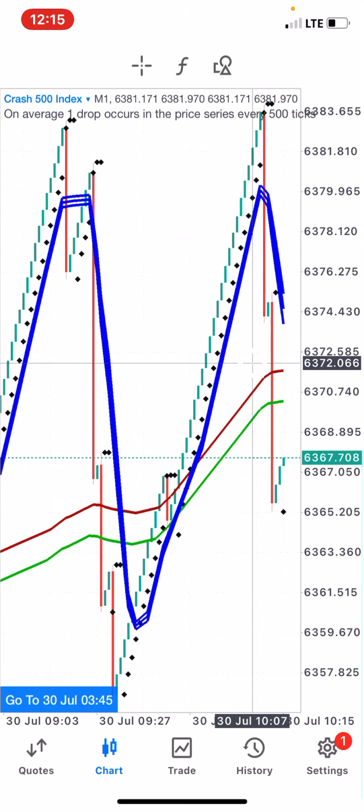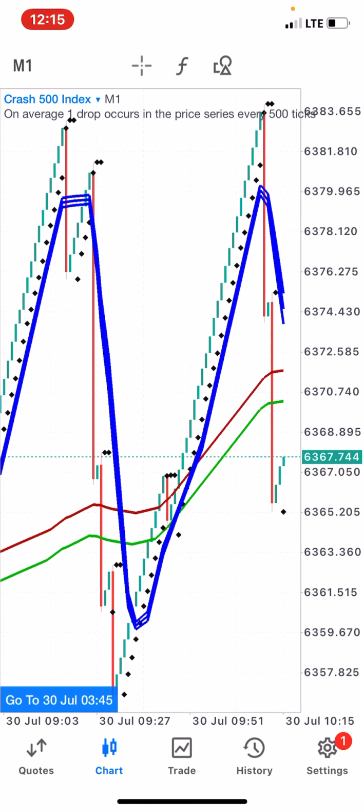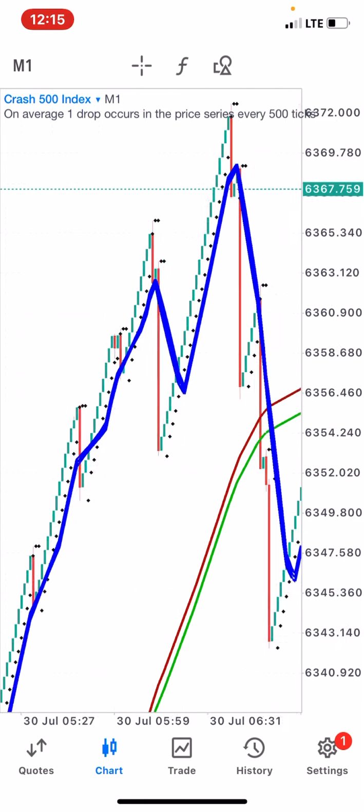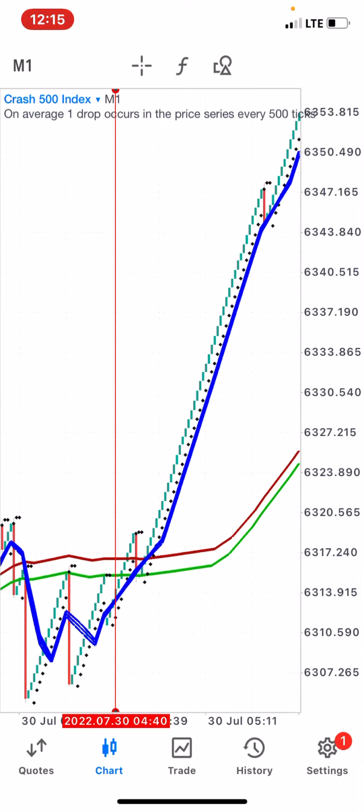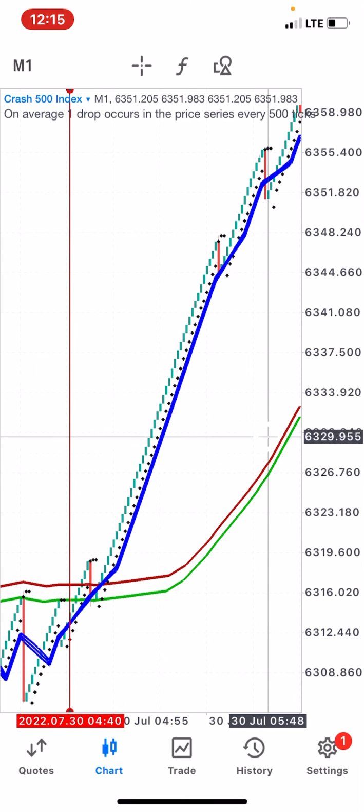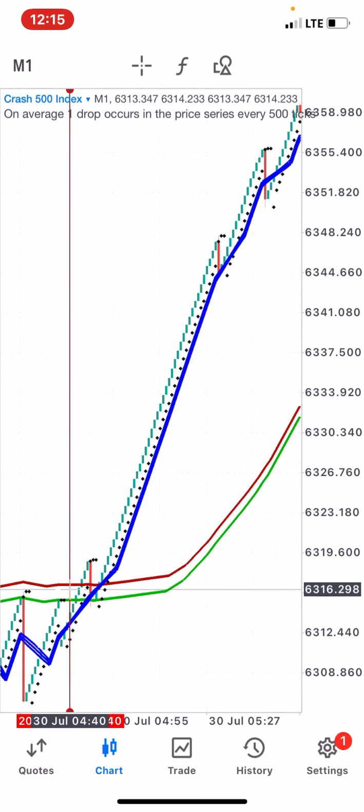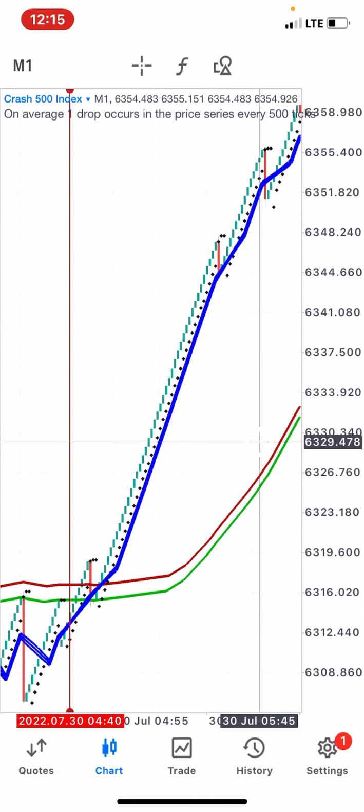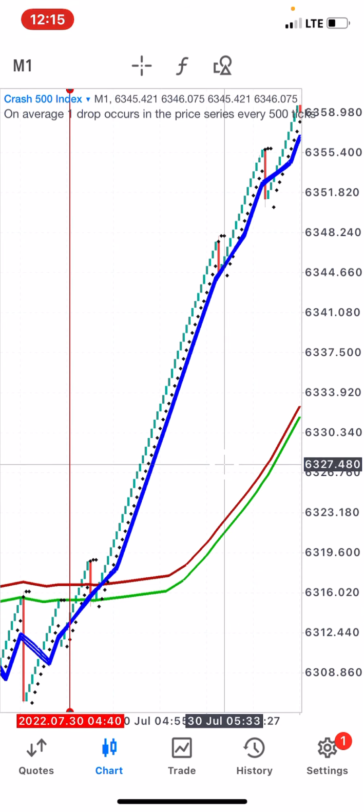Then I go back to my 1-minute time frame. I just want to show you guys examples of when the conditions were met. So starting from here, we were in an uptrend, which means you could find possible trades. So how do you find a trade?